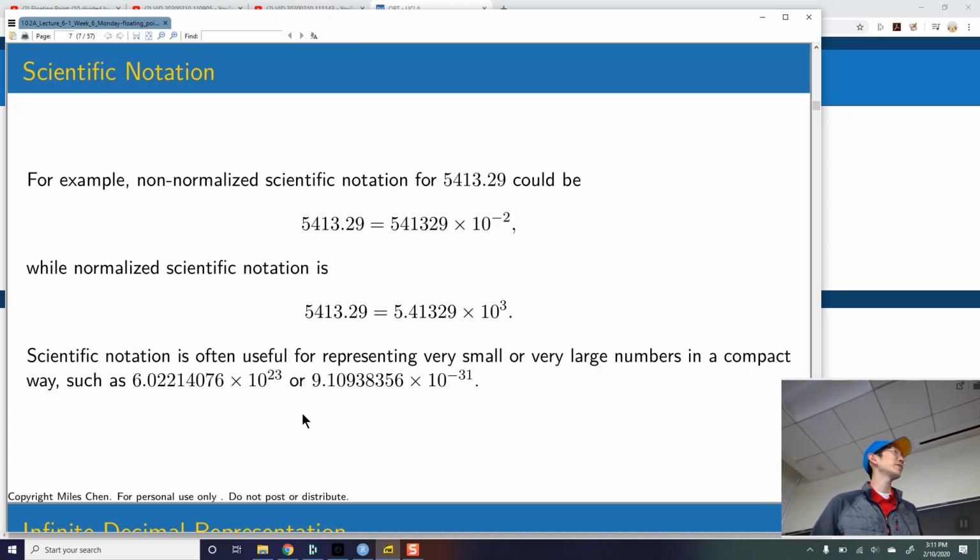And you wouldn't want to have to write the whole number out, right? So you just approximate it and say times 10 to the 23rd, or you do this times 10 to the negative 31. And we're okay with this, right? We're all accustomed to seeing stuff like this. Okay.